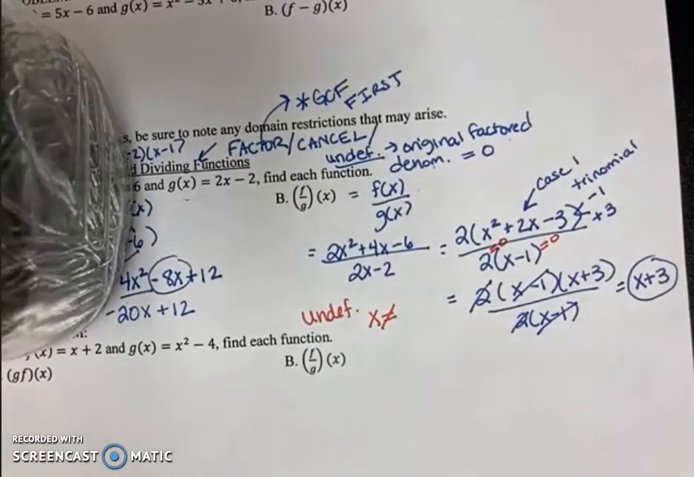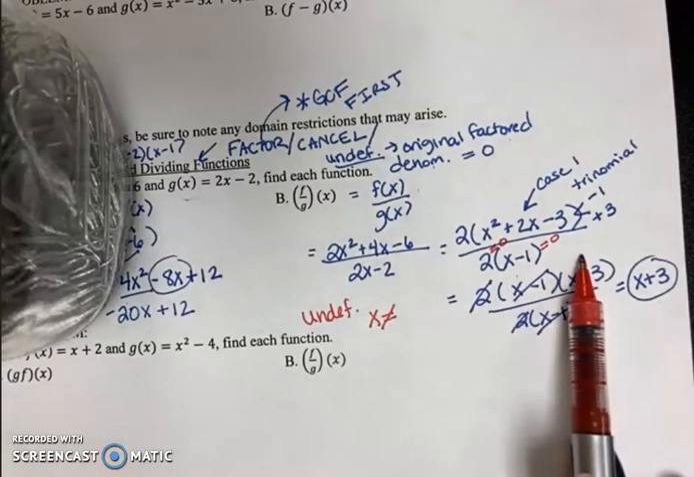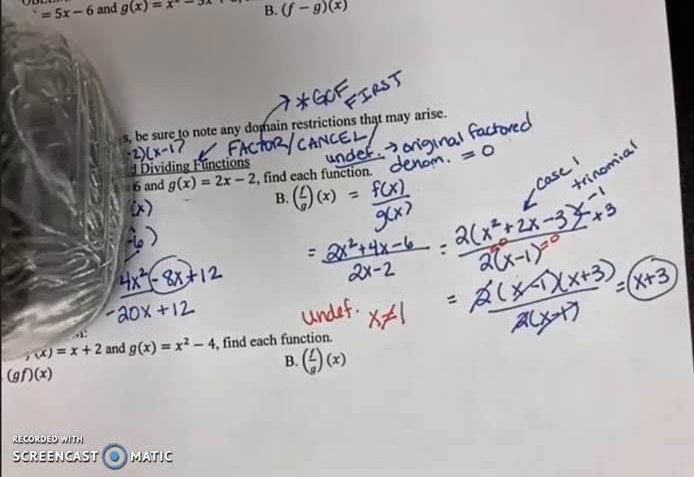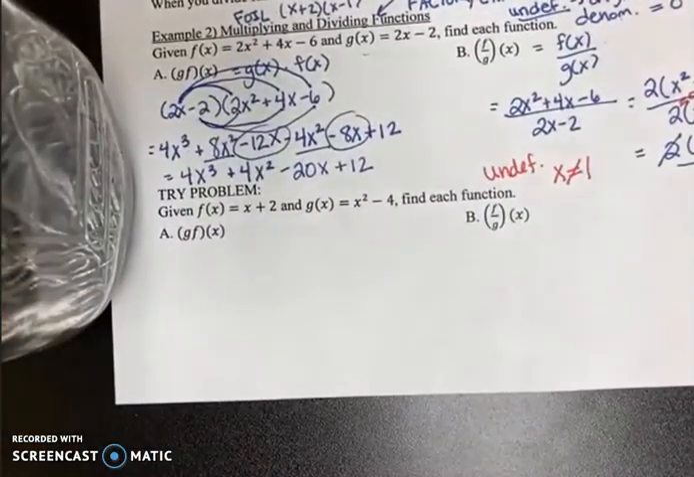2 will never equal 0, so that doesn't give me a solution. X minus 1 equals 0 will give me a solution. I would add 1 to each side, which means x cannot equal a positive 1. I'd like you to pause the video and do the try problem. When you are done, just hit play and check your work.